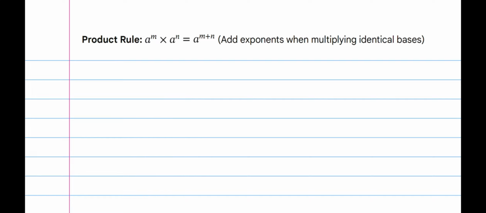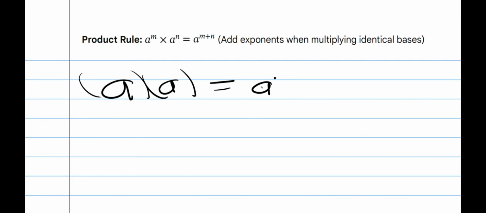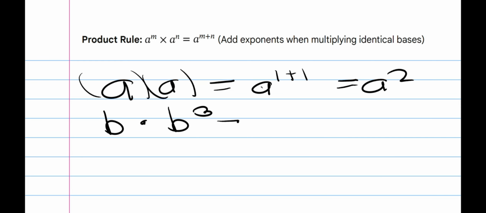So, product rule. The concept of product rule is that when you're multiplying two expressions with the same base, let's say a and a, that's multiplying, you add the exponents. So that would be a to the power of 1 plus 1, that would be a squared. Another example would be b times b cubed. That would be b to the power of 1 plus 3, because the exponent of b is 1. So I can say this is b to the power of 4.